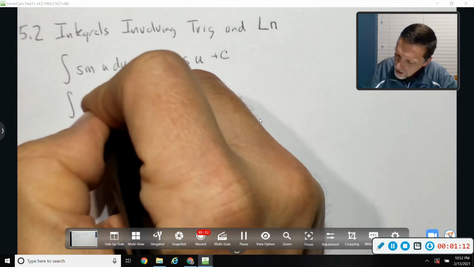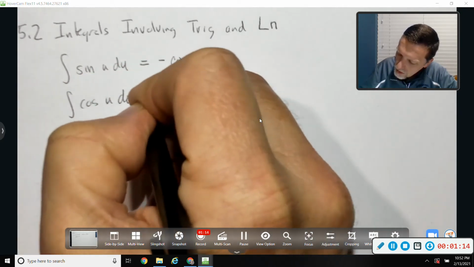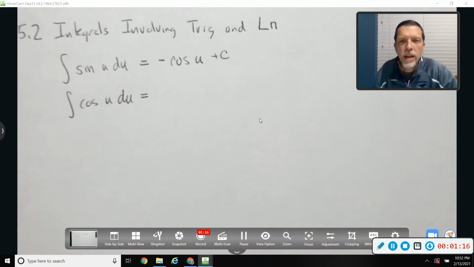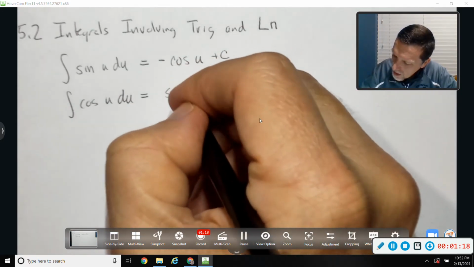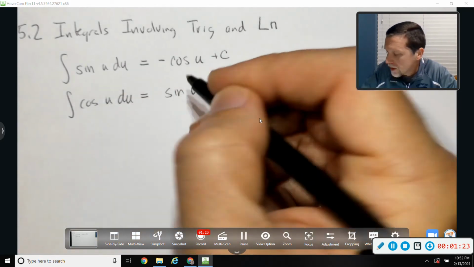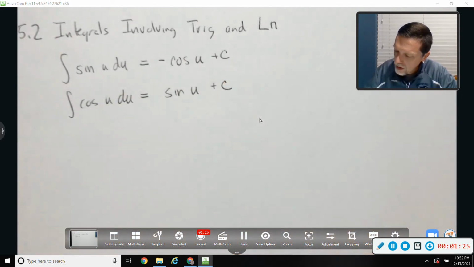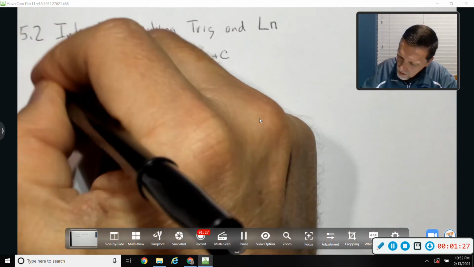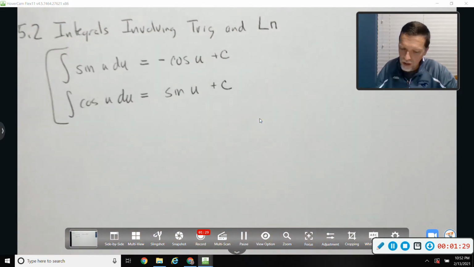Antiderivative of cosine, cosine of u du. So going backwards from cosine would be sine. Derivative of sine is cosine, so I don't need the plus or minus thing. Well, it's plus, and then plus c. Those two we already know, should already know.